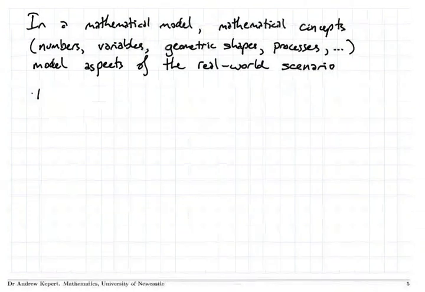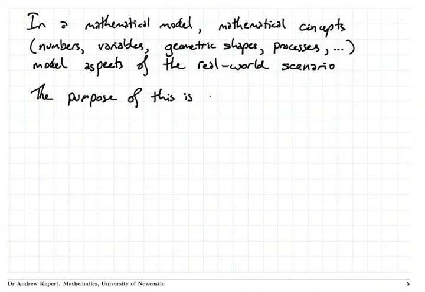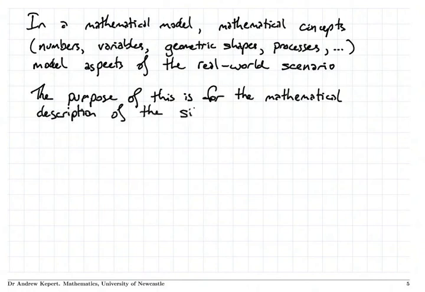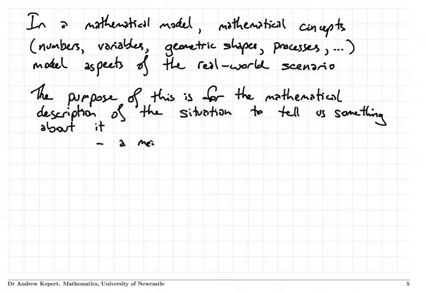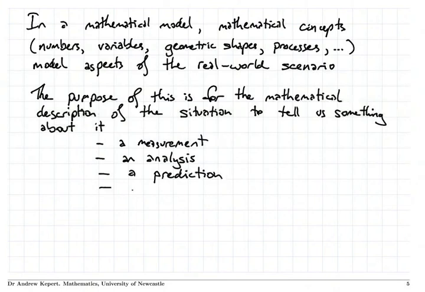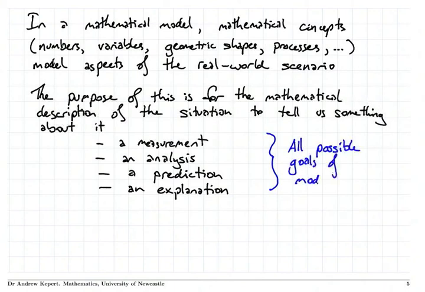So as with the architect and his house, the purpose of having a model, mathematical or otherwise, is for the mathematics to actually tell us something about our real world situation, to help us solve the problem that we were originally tasked with. So we could be making a measurement, we could be getting some sort of analysis, we could be making predictions of what may happen under certain situations. We could be explaining why certain things happen a certain way, coming up with theories. So all of these are goals of modelling, of the modelling process.